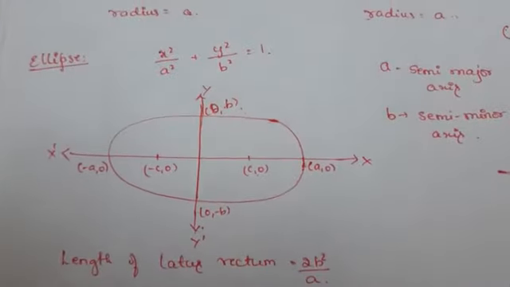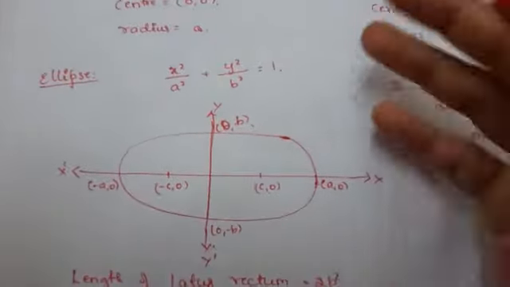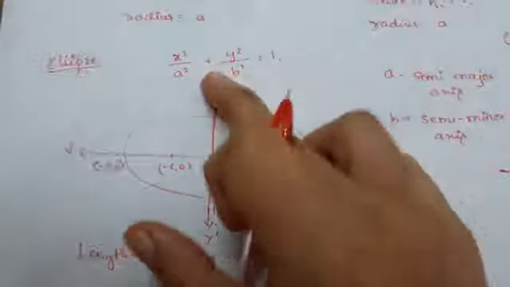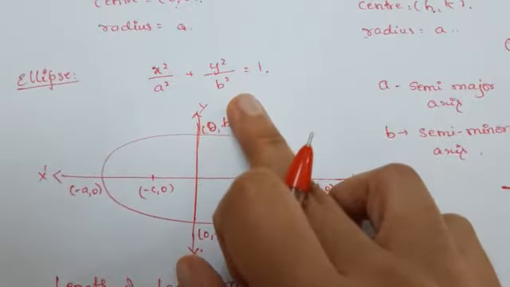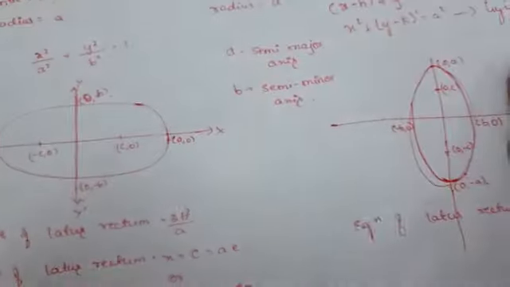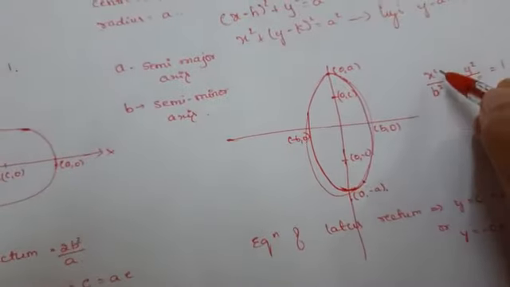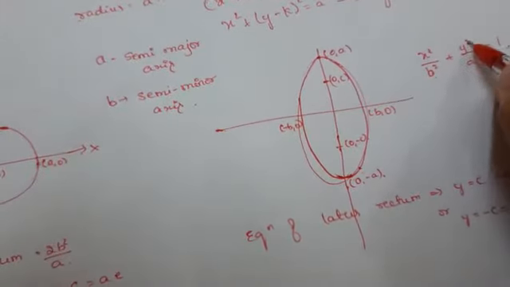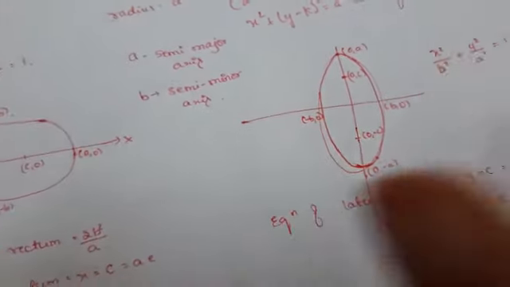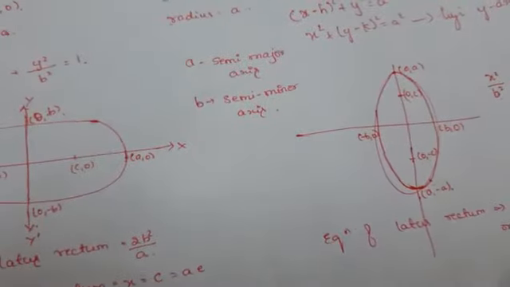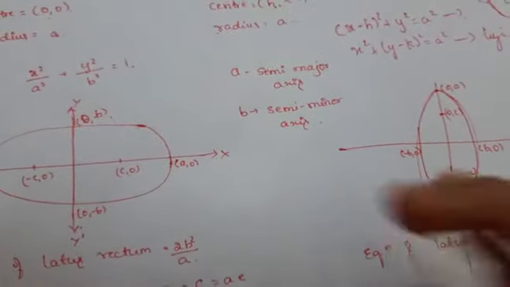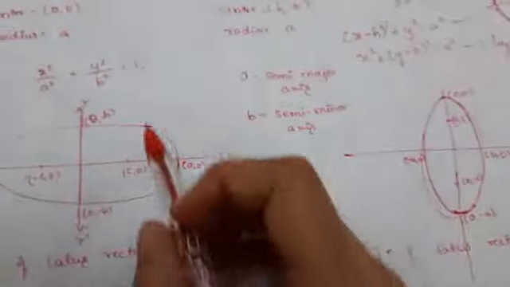The next is the ellipse. In the ellipse we are having two forms. One is the original, x square by a square plus y square by b square is equal to 1. Another one is its conjugate, and its form is x square by b square plus y square by a square is equal to 1.